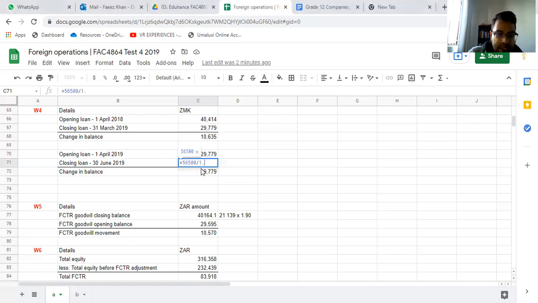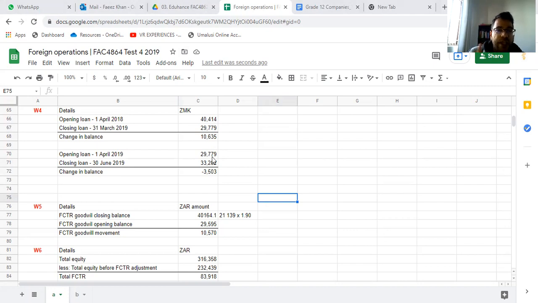So you have dividing 170, which is the closing rate at 30th June 2019. So take note of what happened over there. Okay. So the question you need to now ask yourself is, is it a gain or is it a loss?